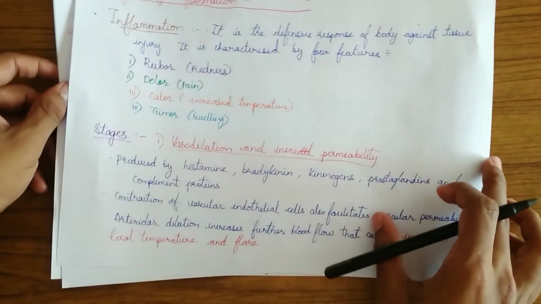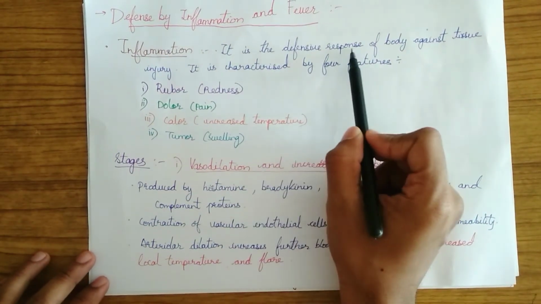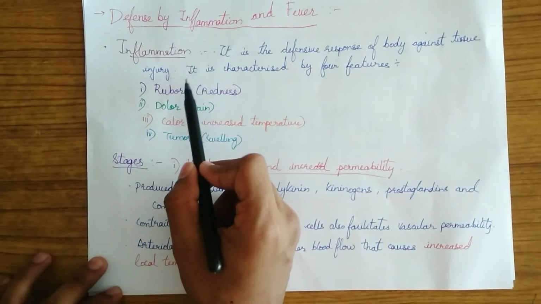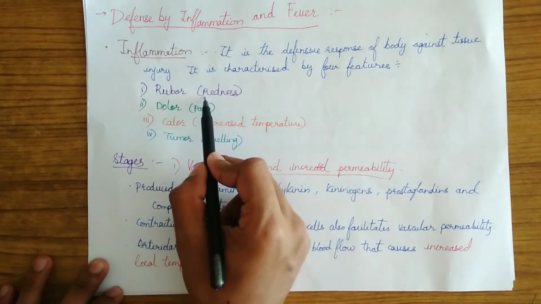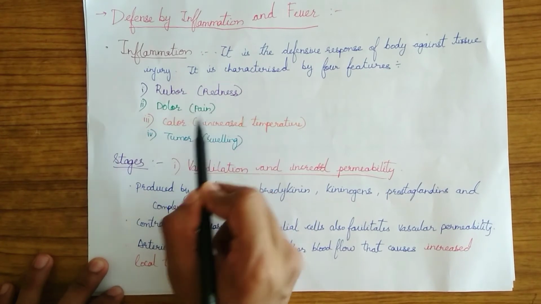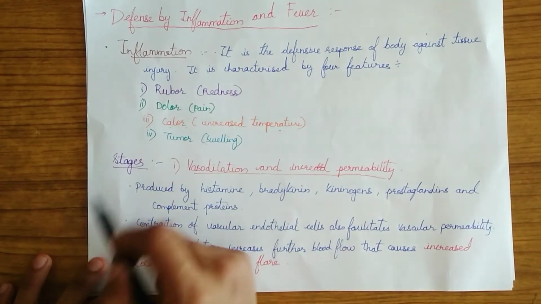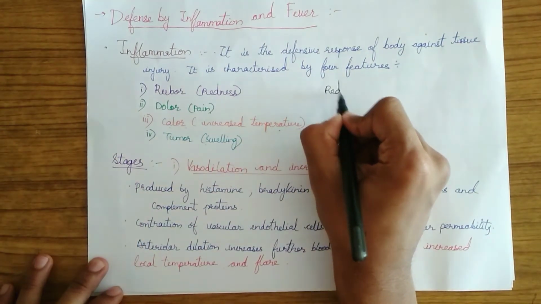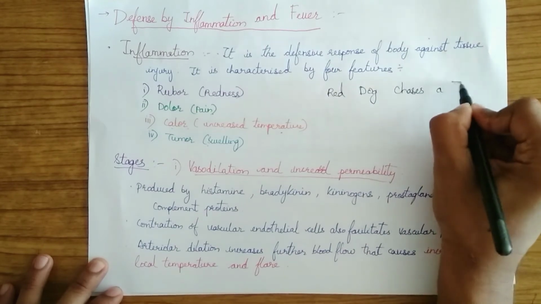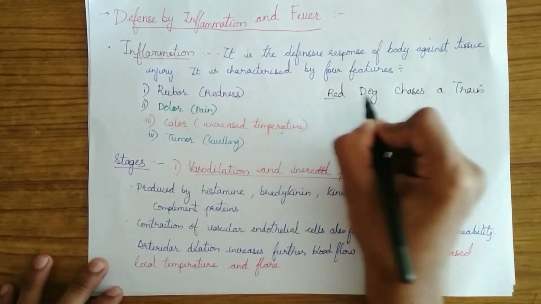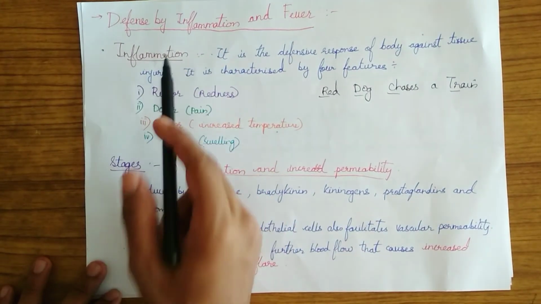So now let's talk about the defense by inflammation and fever. Inflammation is the defensive response of the body against tissue injury. It is characterized by 4 features: rubor, which is redness, dolor or pain, calor or increased temperature, and tumor, which is also known as swelling. You can remember this by 'red dog chases a train'. So these 4 characteristics are important under the topic of inflammation.